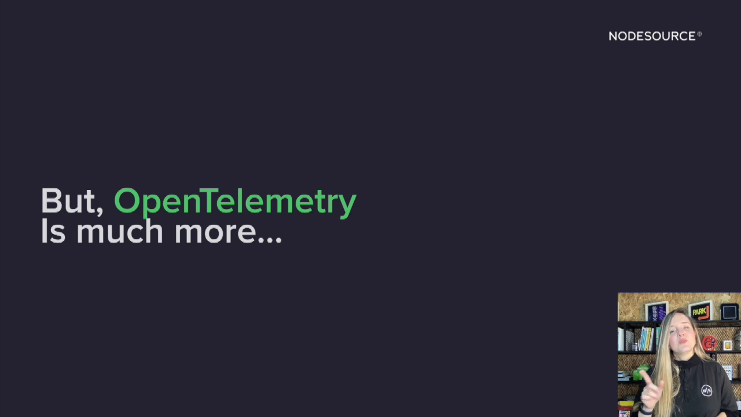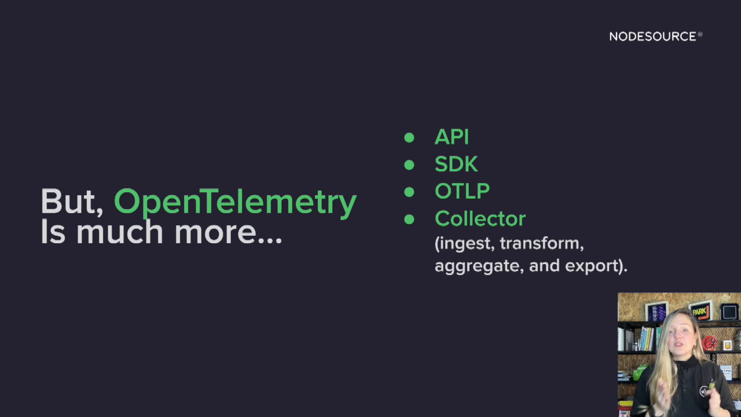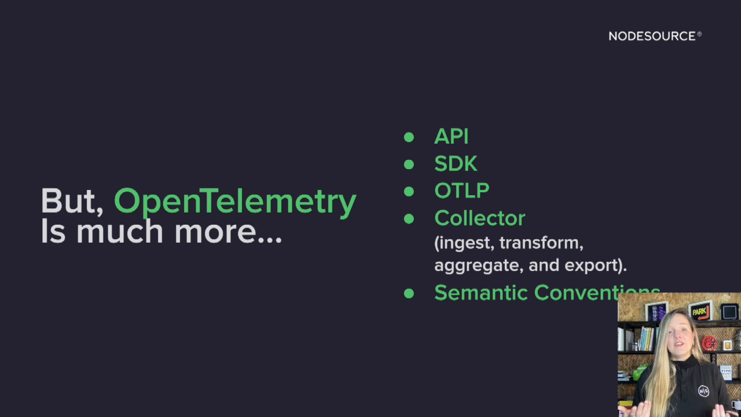But OpenTelemetry is much more. It defines an API, which defines data types and operations for generating and correlating tracing, metrics, and logging data. We have the SDK, which provides a language-specific implementation of the API. We have OTLP, a protocol to transport the telemetry data. We have a collector to receive, process, and export telemetry data. And finally, we have semantic conventions to have a well-defined naming for the attributes associated with the signals, such as service name, HTTP port, etc.